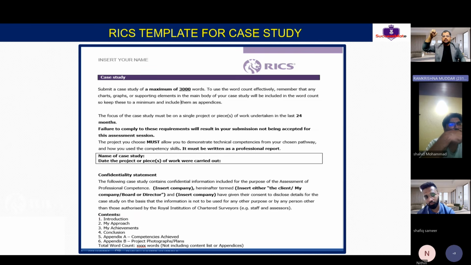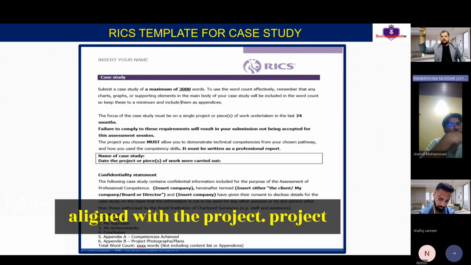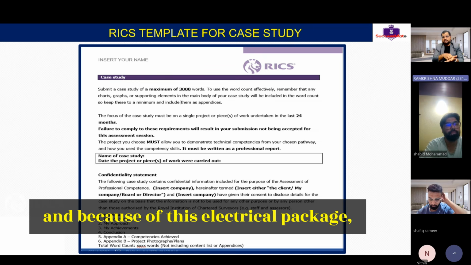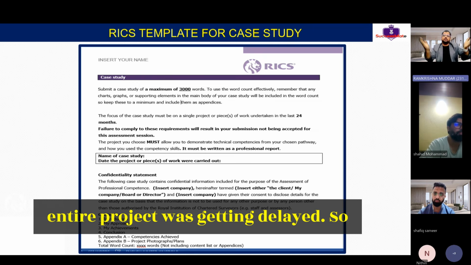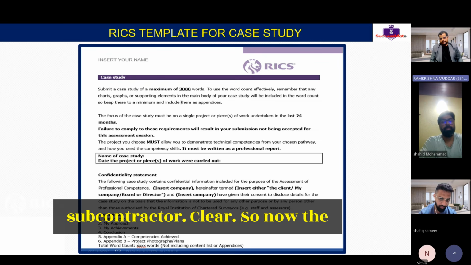His progress was below par. It was not aligned with the project requirement. He was delaying the project, and because this electrical package was linked to the entire project, the entire project was getting delayed. So the key issue was managing the delays related to the electrical package subcontract.